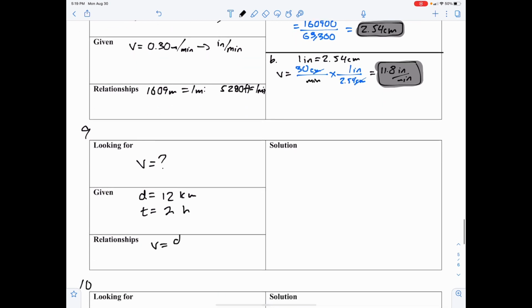Again, we're using v equals d over t. I do not need to rearrange the equation as I am looking for speed. So take your 12 kilometers divided by the 2 hours, and the average speed would be 6 kilometers per hour.